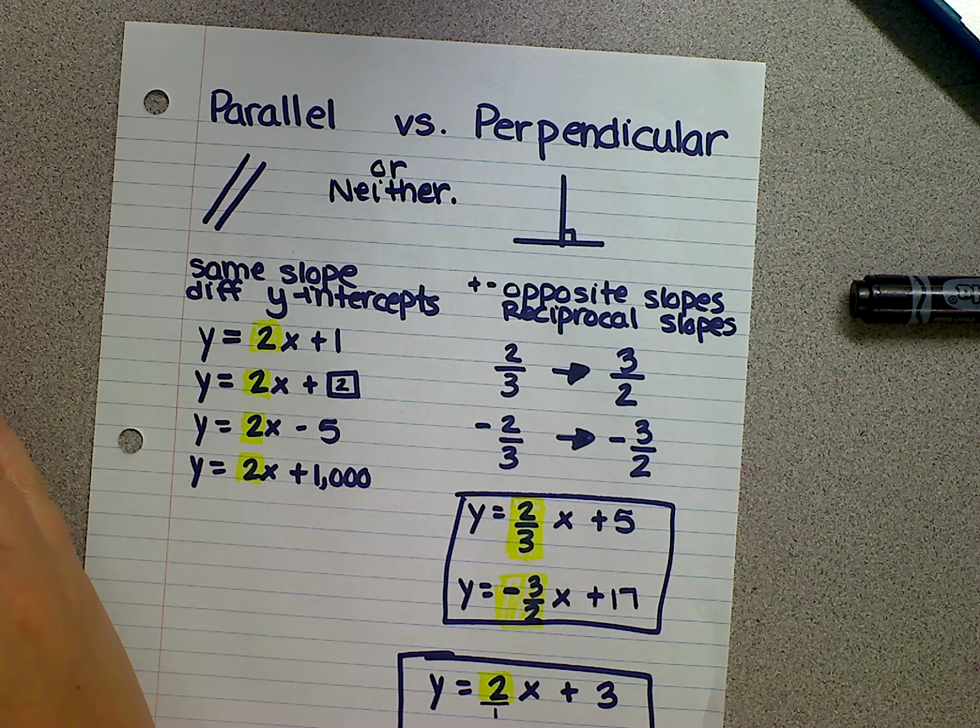Now you're ready to do your lesson in Schoology. It is page 77 and 78. And all you have to do is write the words parallel, perpendicular, or neither. Don't worry about justifying it just yet.